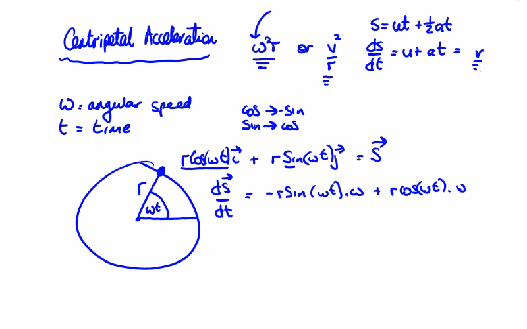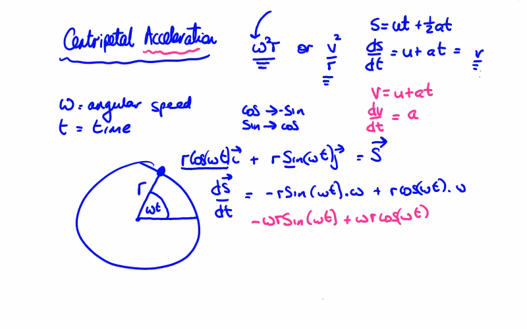So tidying this up, we're going to get minus w r sine wt plus w r cos wt. So this is my velocity. What happens if we differentiate velocity? If v is equal to u plus at, dv dt, differentiating velocity will give me acceleration, which is what we're looking for in this question. So this is my velocity.